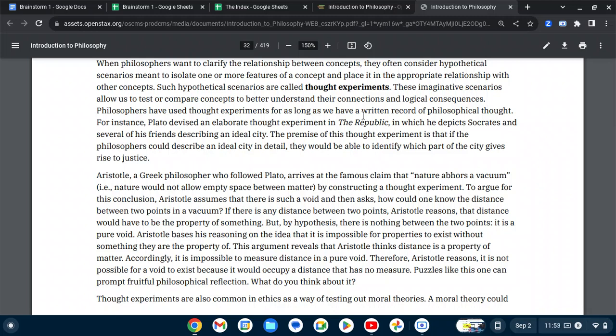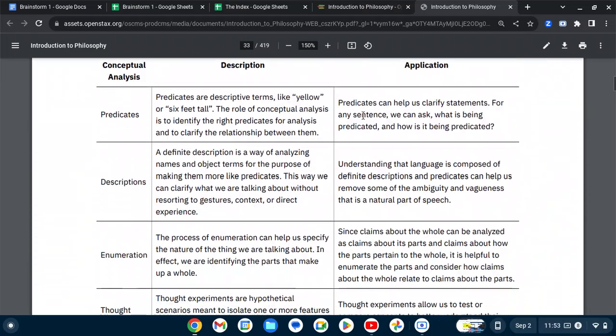For instance, Plato devised an elaborate thought experiment in the Republic, in which he depicts Socrates and several of his friends as describing an ideal city. The premise of this thought experiment is that if the philosophers could describe an ideal city in detail, they would be able to identify which part of the city gives rise to justice.